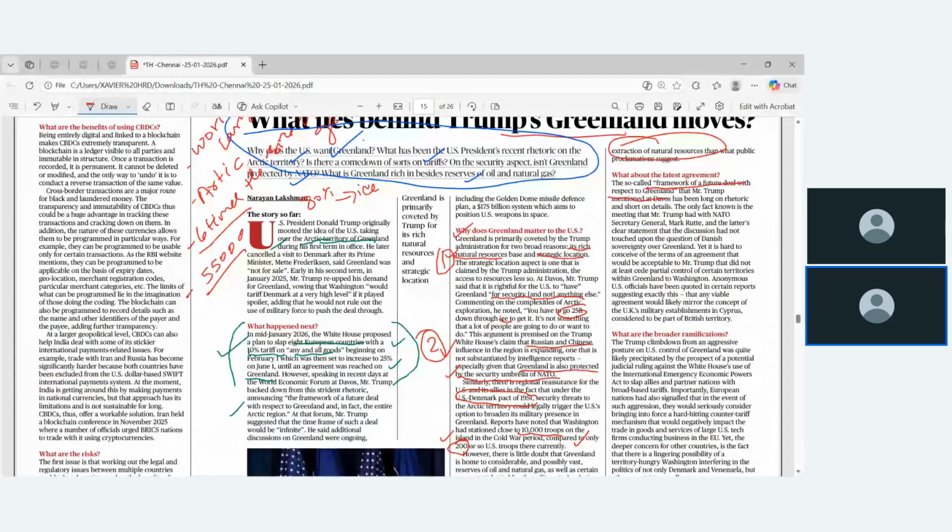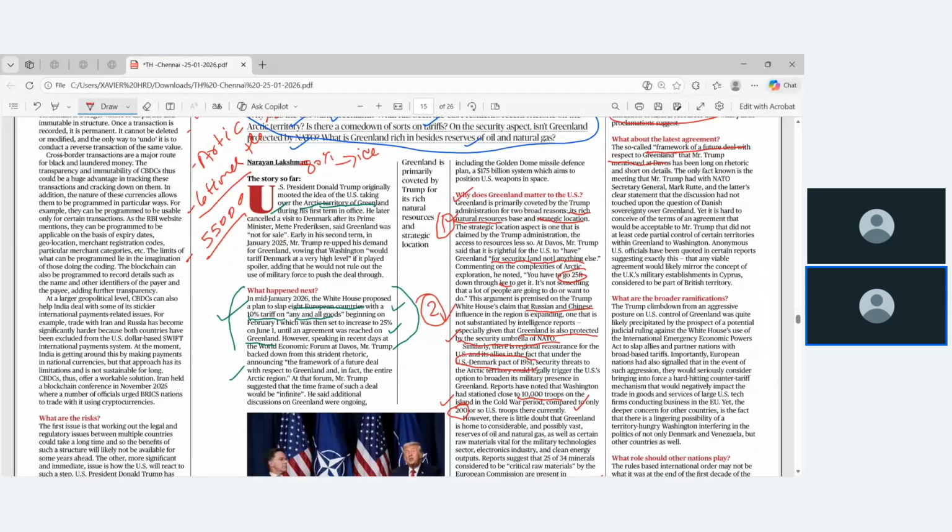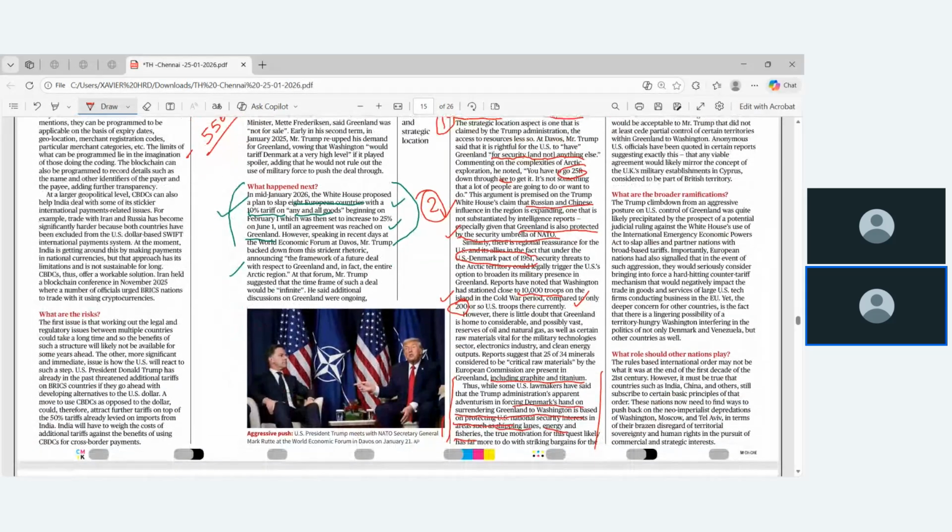Based on that, Trump's climbing down from an aggressive posture on US control of Greenland was quite likely precipitated by the prospect of a potential judicial ruling against the White House's use of the International Emergency Economic Powers Act. There is an act there.